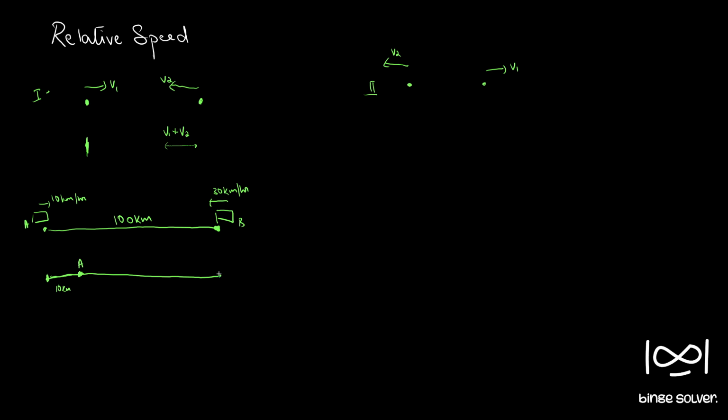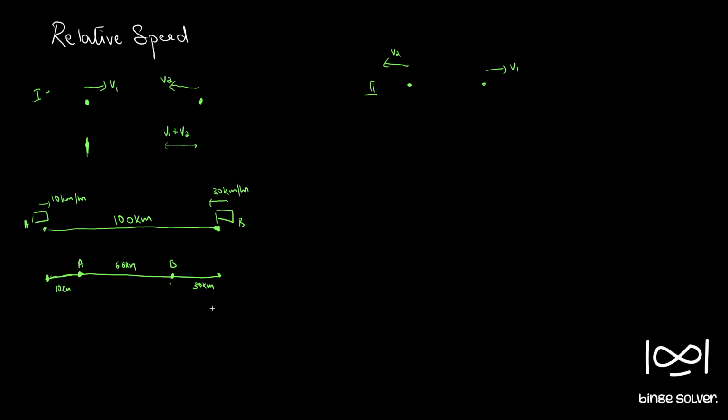Now B, what about B? In 1 hour B traveled 30 kilometers. So say B reached here, and this is 30 kilometers. Now the distance between them, since A traveled 10 kilometers and B traveled 30 kilometers, has reduced by 40 kilometers. There are only 60 kilometers between them now.